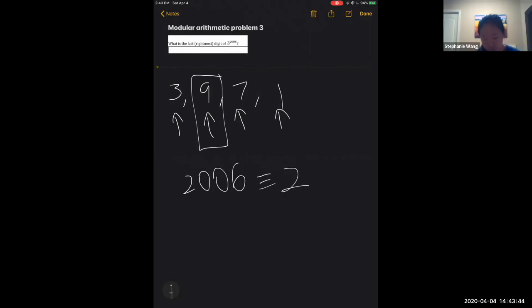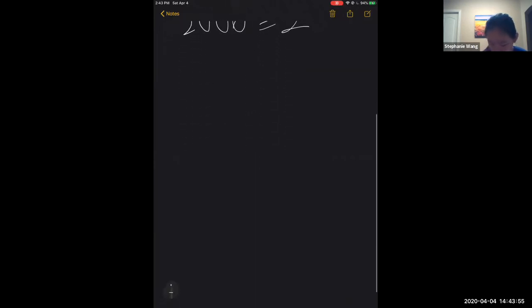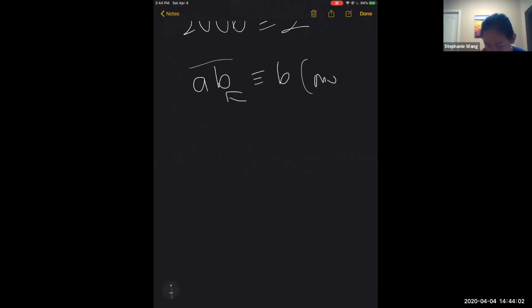But the reason why we can do this is something that I want to go over. So if you consider the last digit of a number, let's say you have a number AB, right? The last digit of AB is congruent to B mod 10.